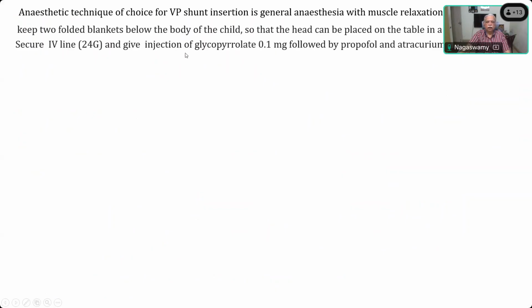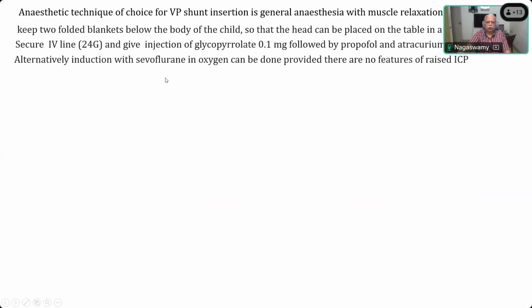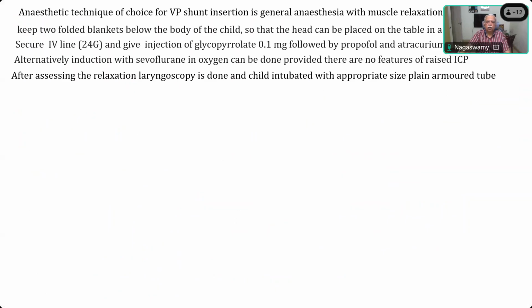And secure IV line, give glycopyrrolate followed by propofol and atracurium for induction. Alternatively, you can go for sevoflurane and oxygen. And only provided there are no features of raised ICP, because any volatile anesthetic agent will further increase the ICP by vasodilatation. So if features of raised ICP are not there, then you can go for this. Otherwise, IV induction will be the safest.